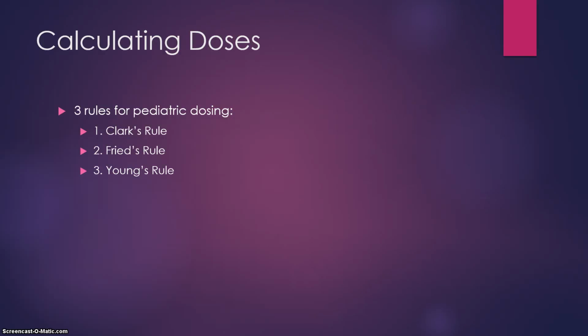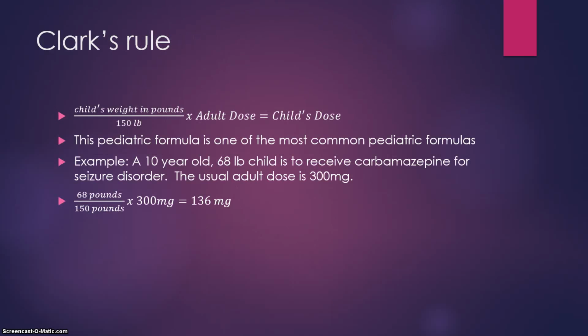So there's 3 rules for pediatric dosing: Clark's rule, Freed's rule, and Young's rule. Clark's rule follows this calculation up here. At the top, child's weight in pounds over 150 pounds times the adult dose equals the child's dose. This pediatric formula is one of the most common pediatric formulas.